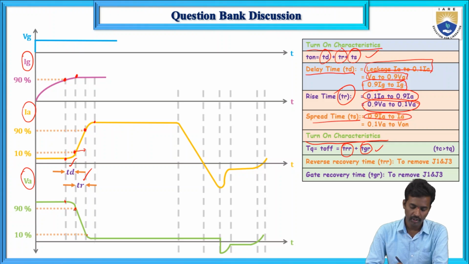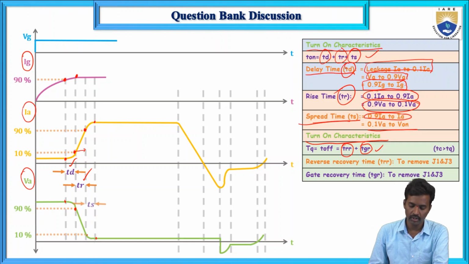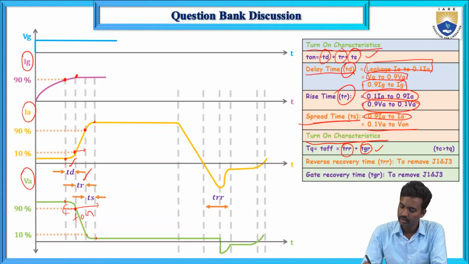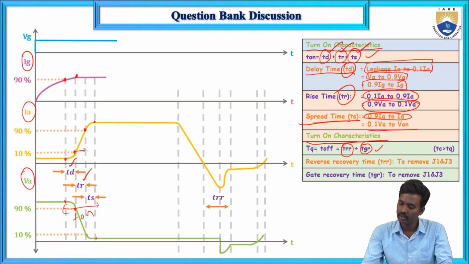And next, from the 10 percent of anode voltage, when the SCR is on, that is the spread time. So now add TD plus TR plus TS. So this is the T on, the turn on time. So delay time plus rise time plus spread time, that is the turn on characteristics. The sum of delay time, rise time and spread time is known as the turn on time.